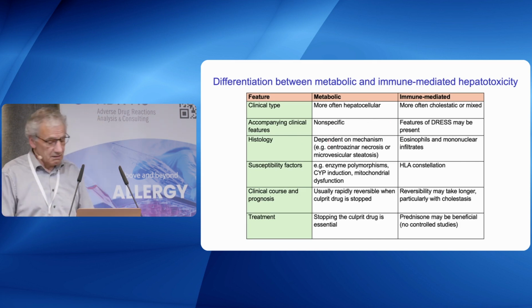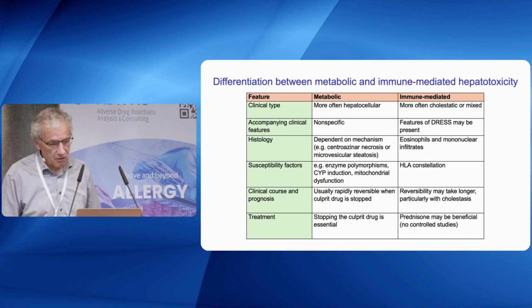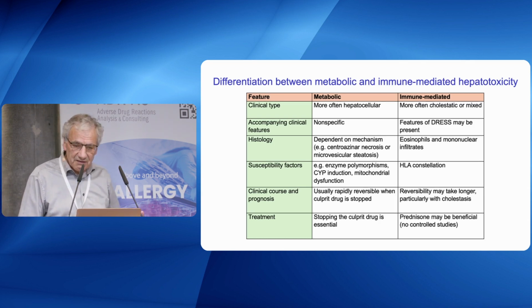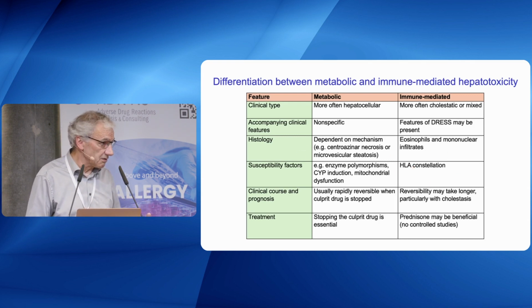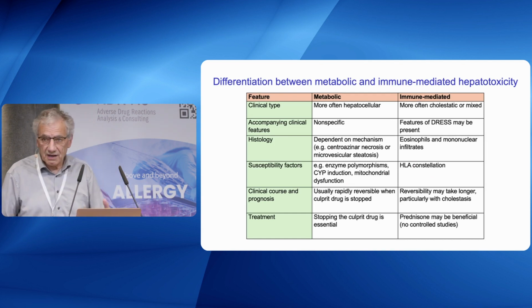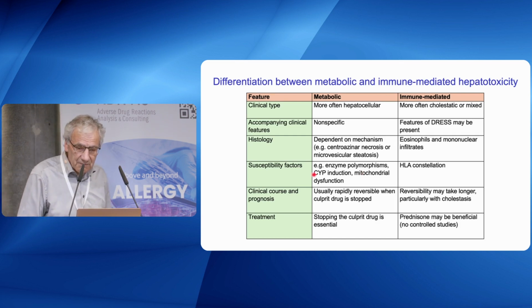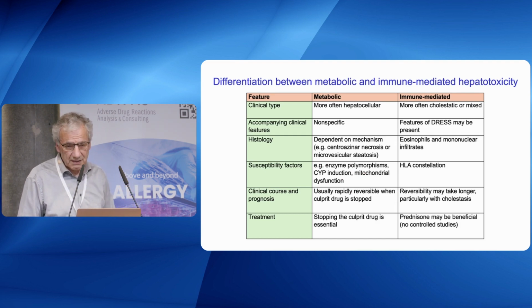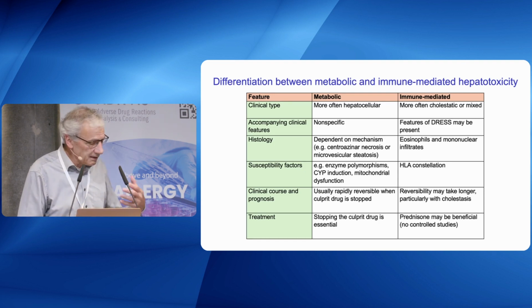When you see these fat droplets, etc., then we know it's probably mitochondrial. And then susceptibility factors. This is the HLA constellation here. Maybe there are also other constellations. And here, as I've told you, this may be CYP induction, enzyme polymorphisms, mitochondrial dysfunction, anything. Clinical course. This is usually rapidly reversible, the metabolic, when we know the drug and we stop it. And immune-mediated may take longer, in my experience.